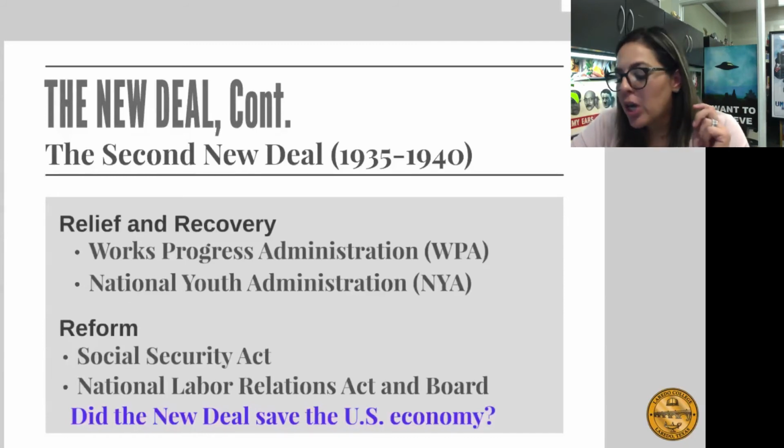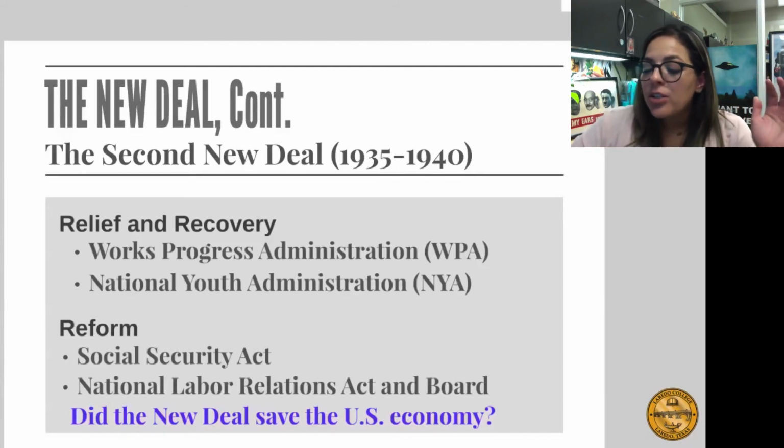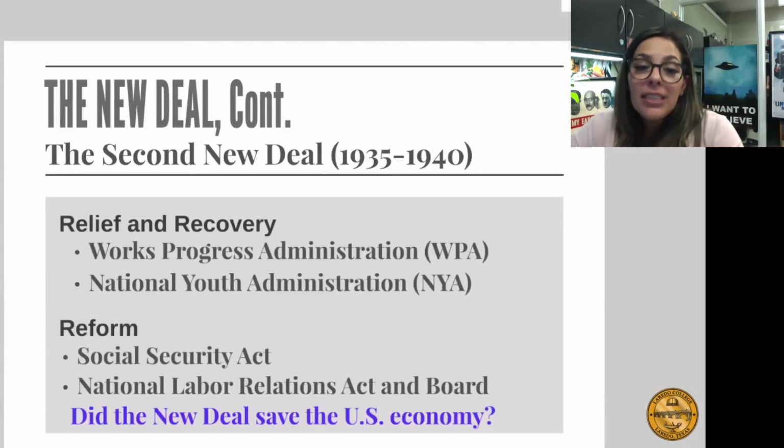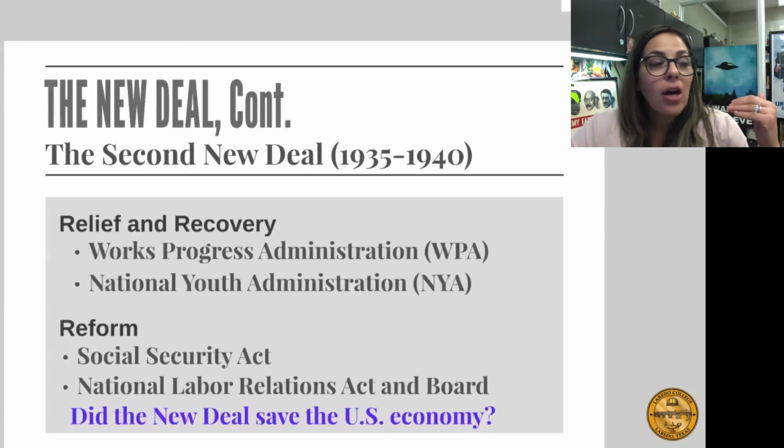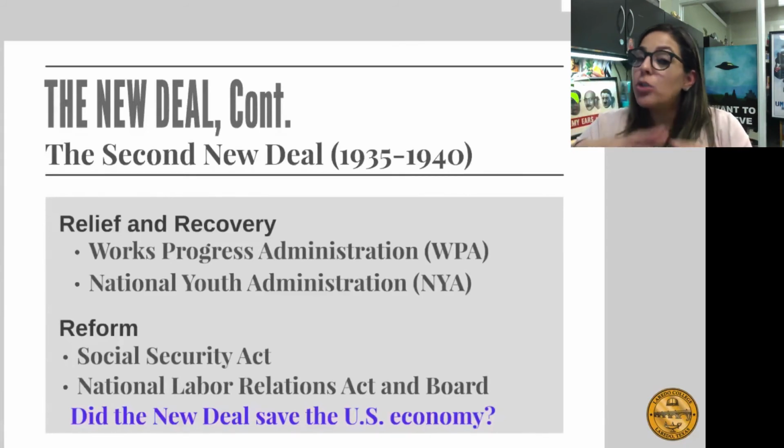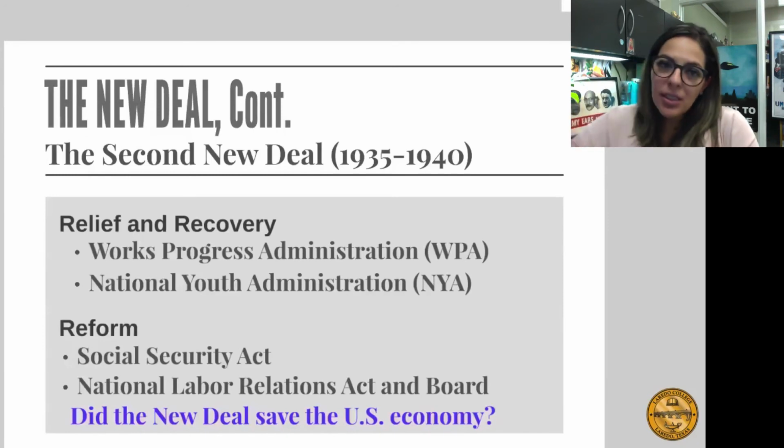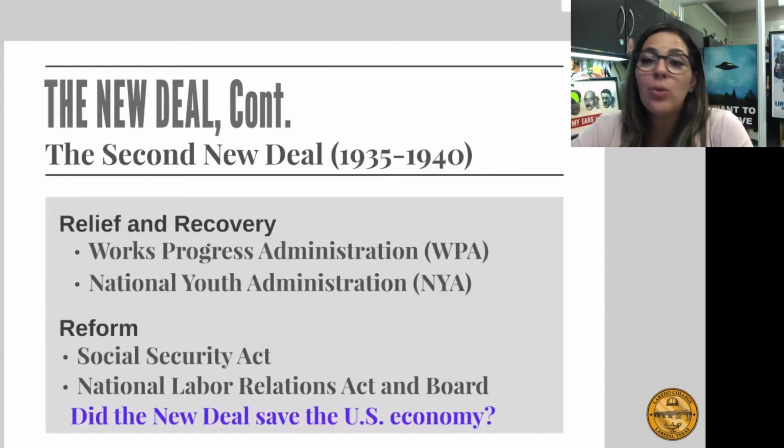Two programs I want to talk about here. The first one is the Social Security Act. This was supposed to act as a safety net, especially for Americans of an older generation, right? Imagine how difficult it must have been in the Depression, finding it super hard to find work, and then even twice as hard because you are 50, 60, 70 years old.